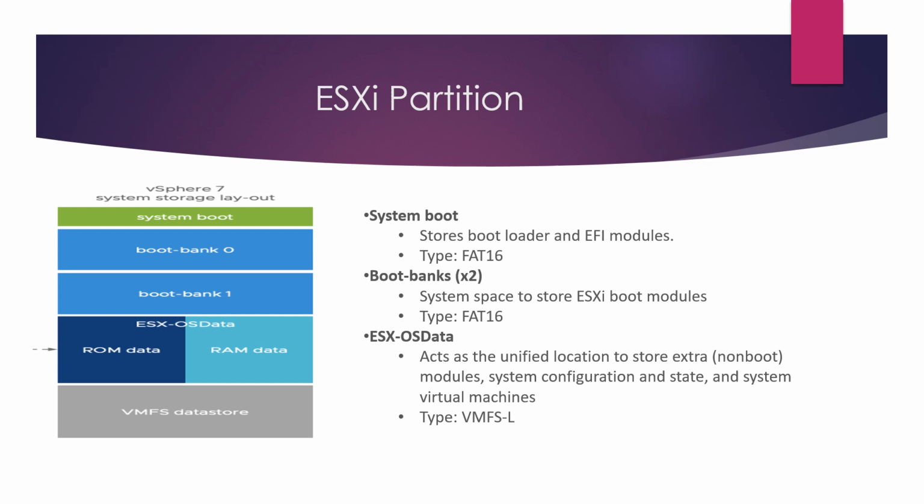But in case of an ESXi upgrade, the current image in boot bank 0 will be copied to the boot bank 1 partition. So this provides an inbuilt redundancy in case of any issues with the ESXi upgrade. The fourth one is ESX OS data, which acts as a unified location to store extra modules, system configuration and state, and system virtual machines.